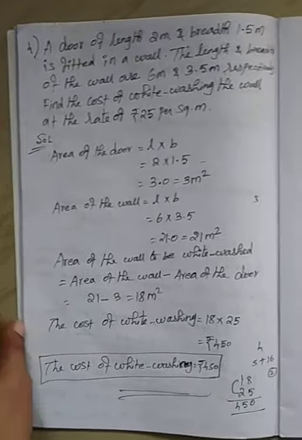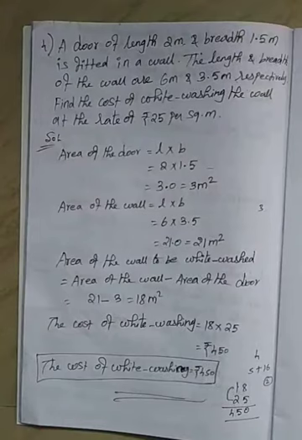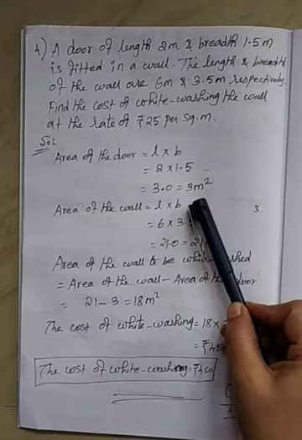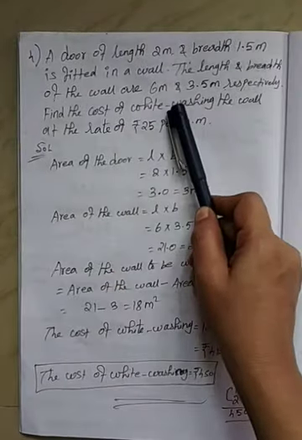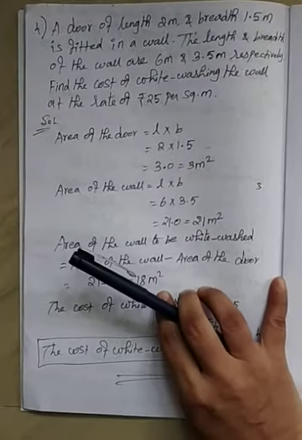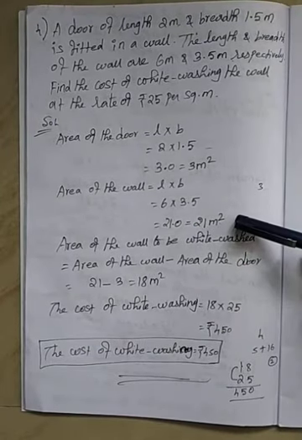What is that? A door of length 2 meter, breadth 1.5 meter is fitted in the wall. So we have to find the area of the door. You will get 3 meter square. And then the length and breadth of the wall are 6 meter and 3.5 meter. So you have to find the area of the wall. This is also the same formula. You will get 21 meter square.